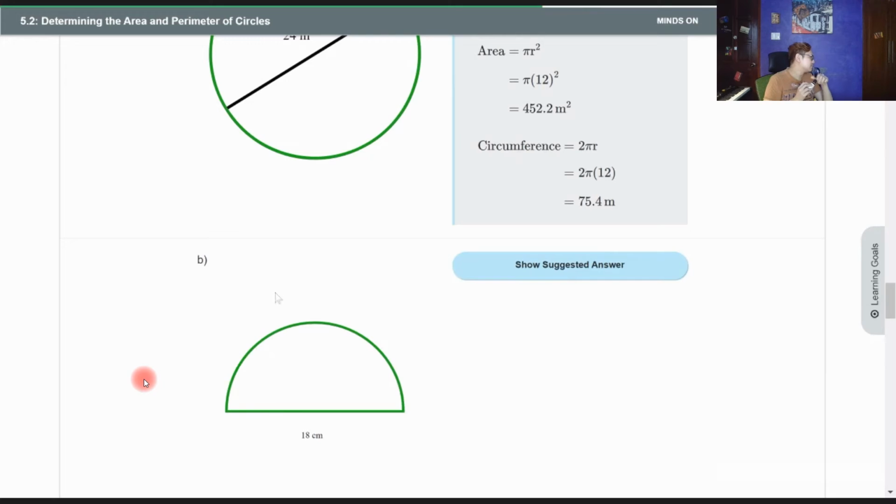Eighteen centimeter. Where's my sage? Oh, there it is.